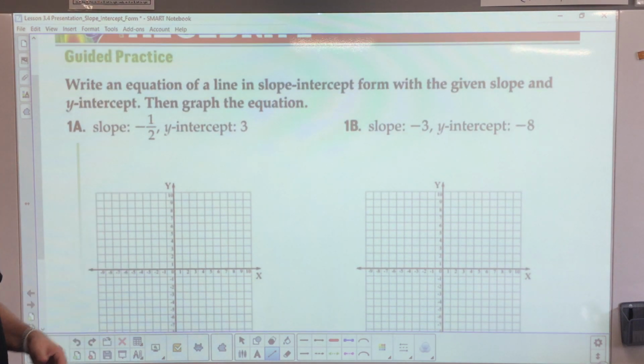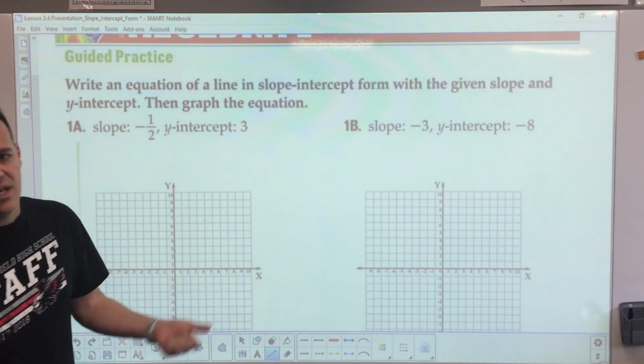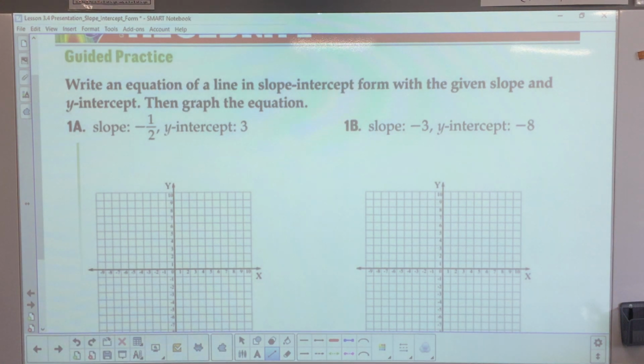All right, your turn. Write an equation of the line. So write the equation first, and then give me the slope intercept.